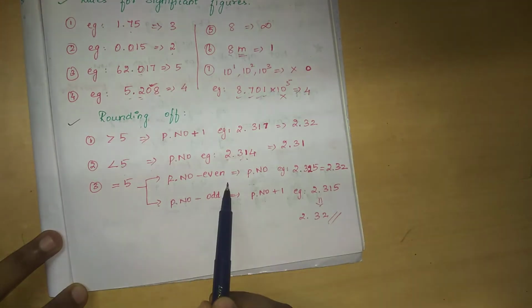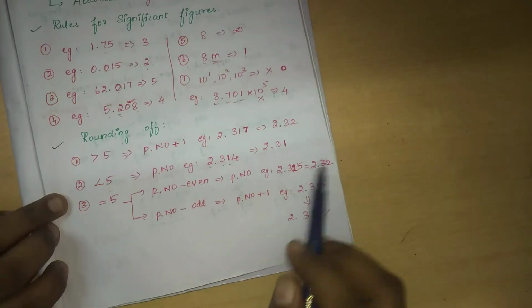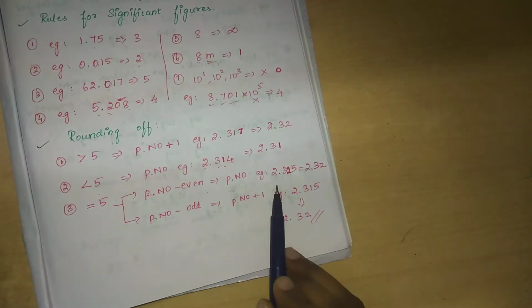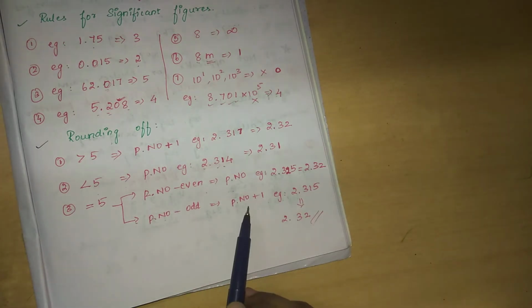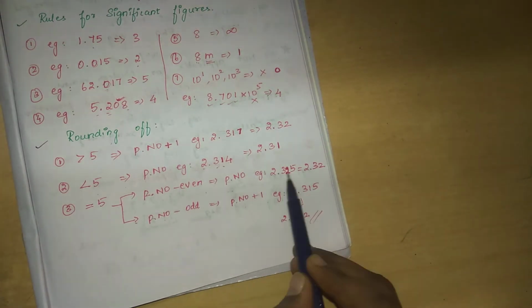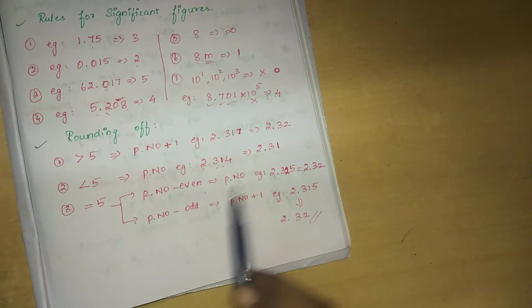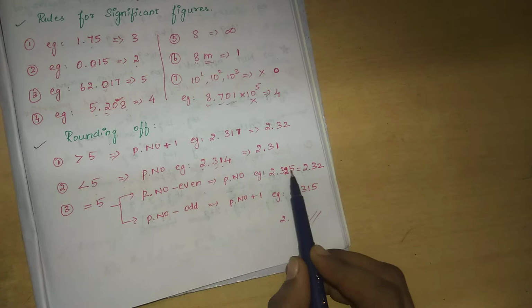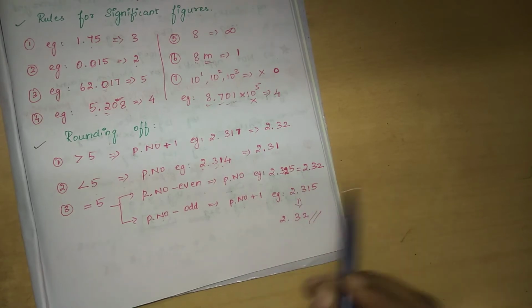If the preceding number is even or the preceding number is odd. If the preceding number is even, the preceding number should be left unchanged. If the preceding number is odd, you should add 1 to the preceding number. For example, here the last number is 5 and the preceding number is 2, which is even. This 5 is simply dropped and the 2 is left unchanged.